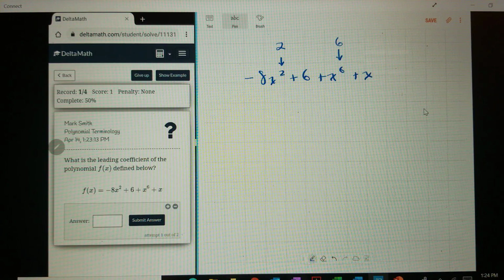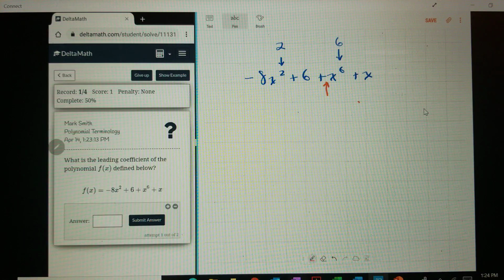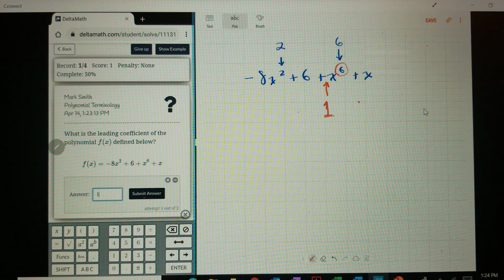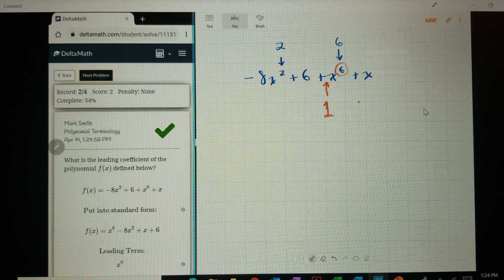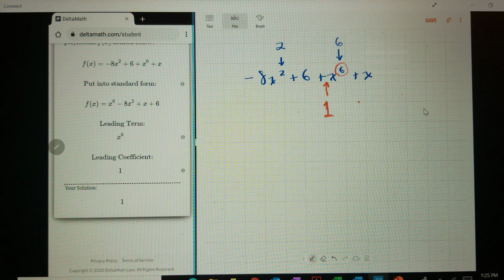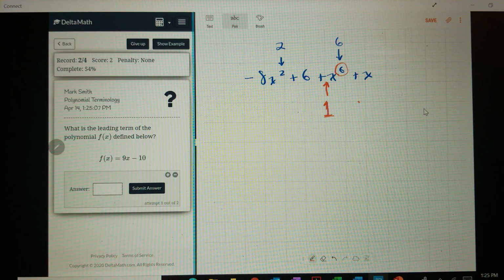Now, we're looking for the leading coefficient. In this case, the leading coefficient would be the number that's in front of this x to the 6th. We don't see a number there, but that's our famous invisible 1. The famous invisible 1. So our leading coefficient is 1. We're going to put a 1 in there. Submit answer. And green check. Okay, we're doing great. Let's do another one. Polynomial terminology. All right, let's do one more.